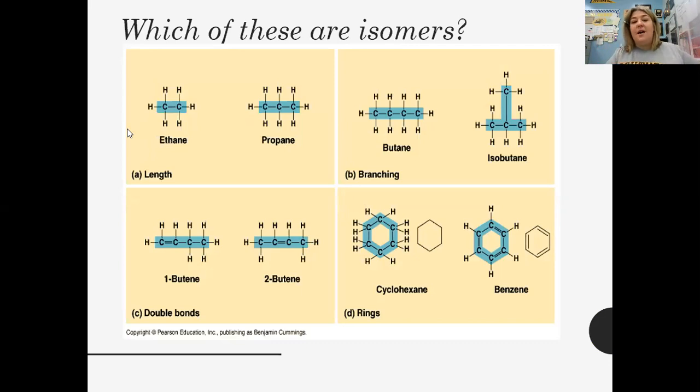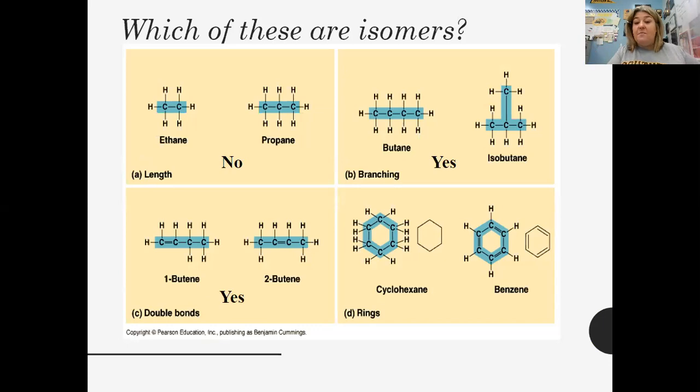So they would not be an isomer, okay? Take a second and look at butane and isobutane. Is it an isomer? Does it have the same formula, just built differently? Yes, it does. Same number of carbons, same number of hydrogens, it's just put together differently. Take a second and look at 1-butene and 2-butene. Are they the same as far as their compound and they're just built differently? Yes, that is an isomer.